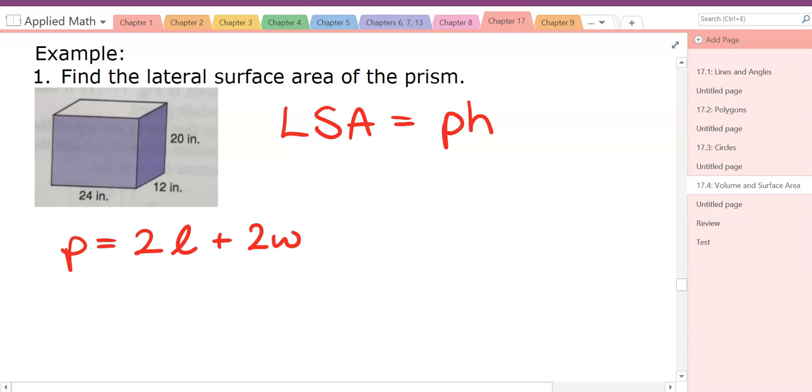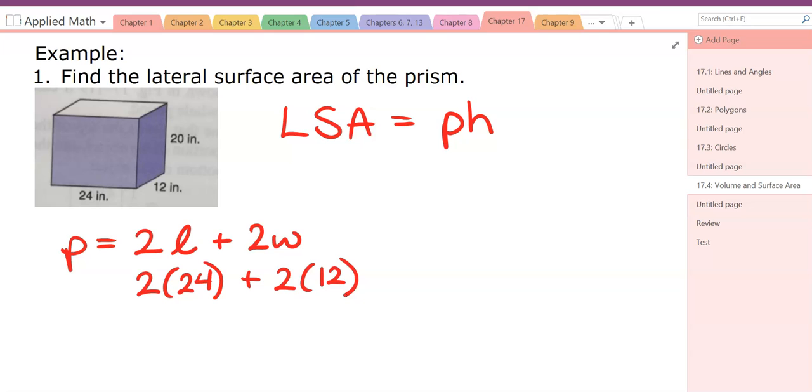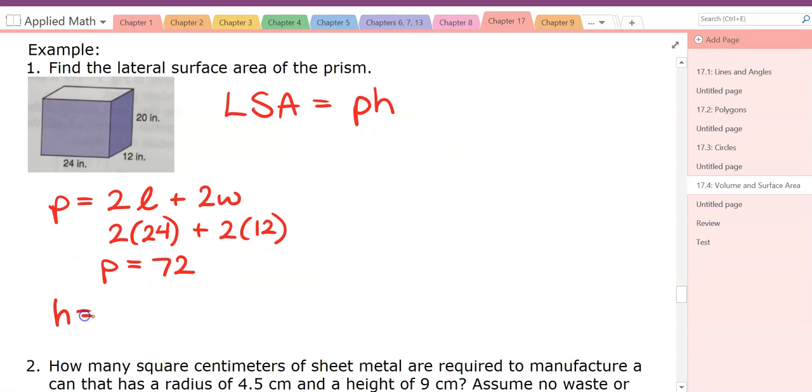So we're using that 24 and 12. We're going to do 2 times 24 and then 2 times 12. So that would be 48 plus 24, which is going to be 72, and that's for your P portion. Now, H represents the height of the prism. So the height of the prism is the distance between your bases. So that's going to be the 20 inches on this figure.